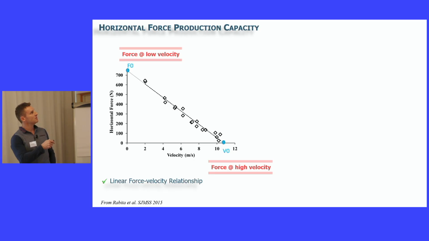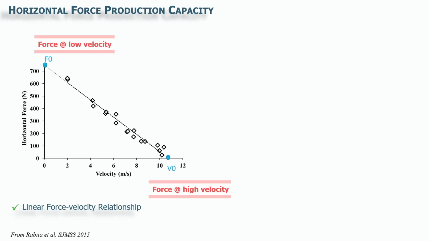The F0 characterizes the maximal force you are able to produce in the horizontal direction at null velocity, and it represents the force capacities at low velocity. And on the other side, you have the maximal velocity, V0, up to which you are able to produce force. Above this velocity, you can't produce any force. And so it represents the force capacities at high velocity.